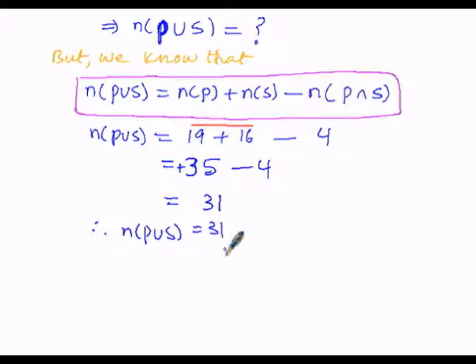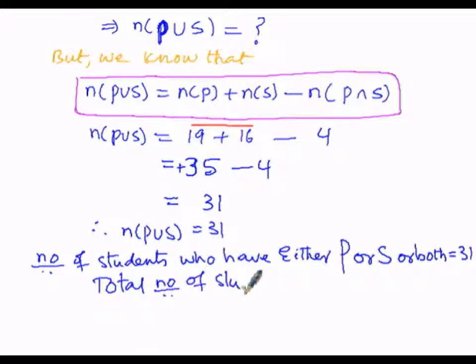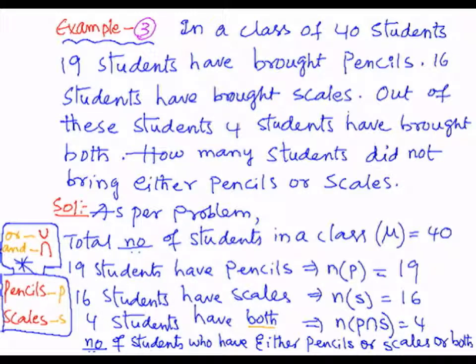This indicates that the number of students who have either pencils or scales or both is 31. But the total number of students in the class is given by n of mu, that is n of mu is equal to 40.